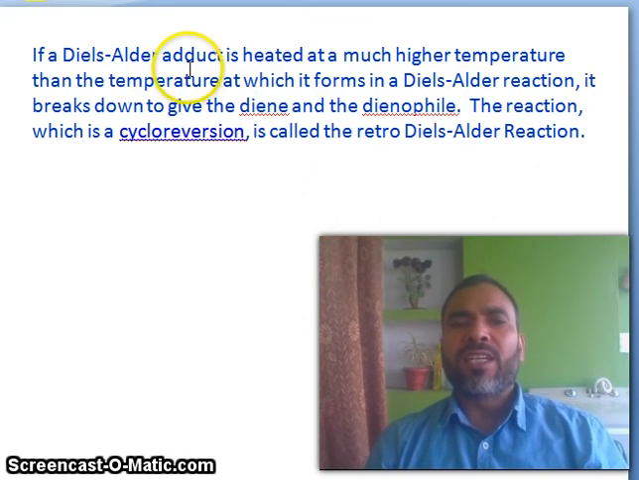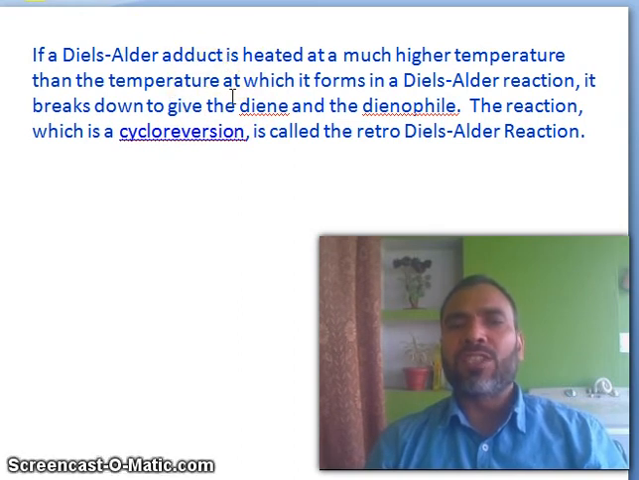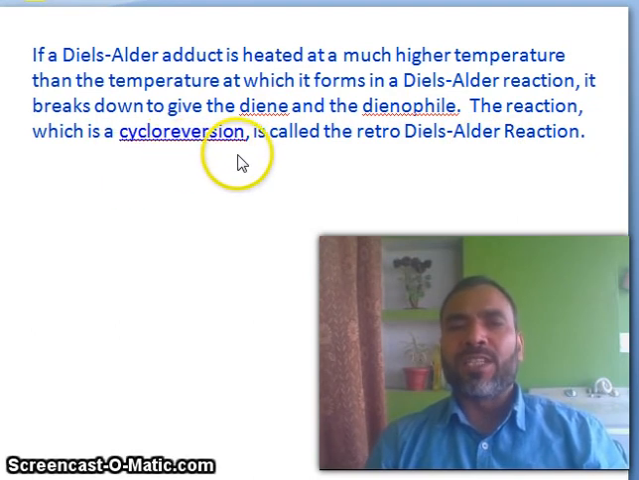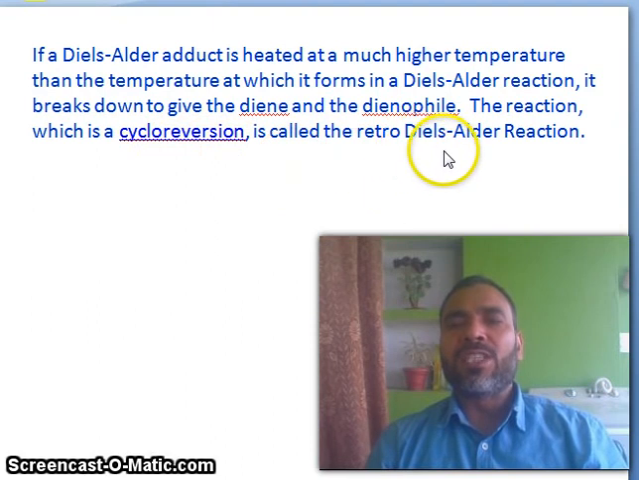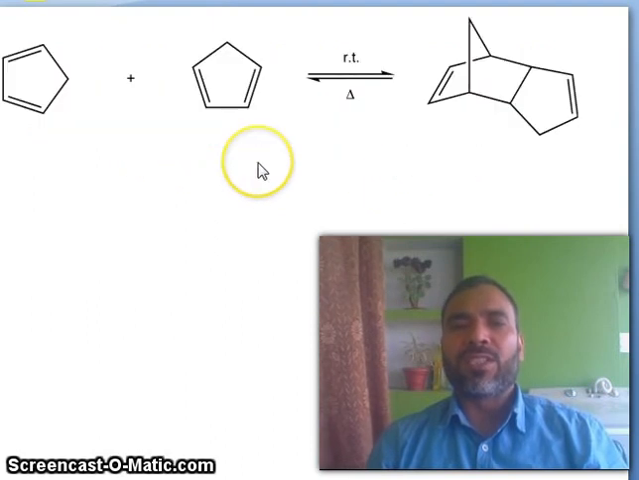If a Diels-Alder adduct is heated at a much higher temperature than the temperature at which it formed in a Diels-Alder reaction, it breaks down to give the diene and dienophile, as you see in this dienophile. And the reaction, which is a cycloreversion, is called the retro Diels-Alder reaction. This is cycloreversion.